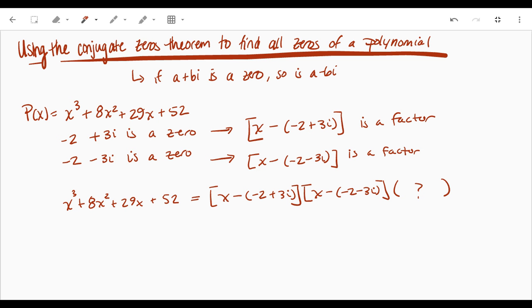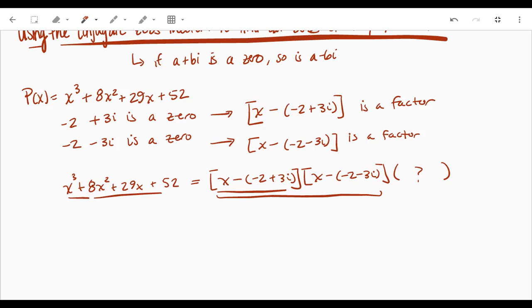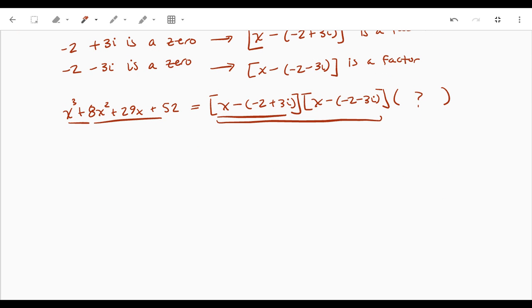So what we can do, rather than trying to divide this by this, which is impossible, we're going to divide it by both of these things at the same time, okay? So your x minus negative 2, remember it's x minus negative 2, so x plus 2 minus 3i, and then this would be x plus 2 plus 3i. We're going to multiply them together like we've done the past couple topics here, okay?